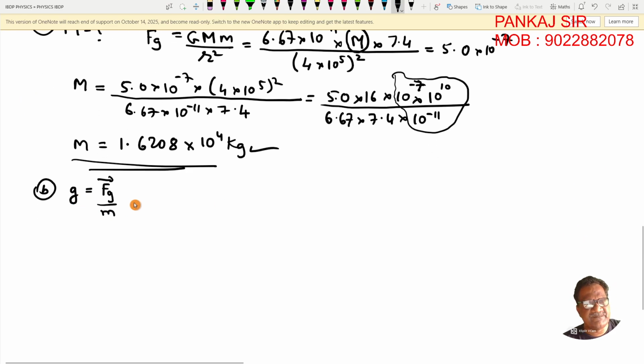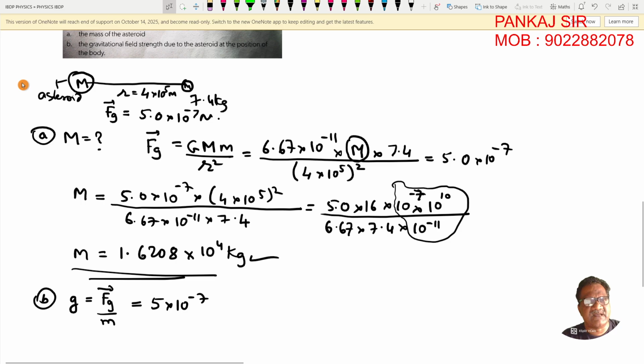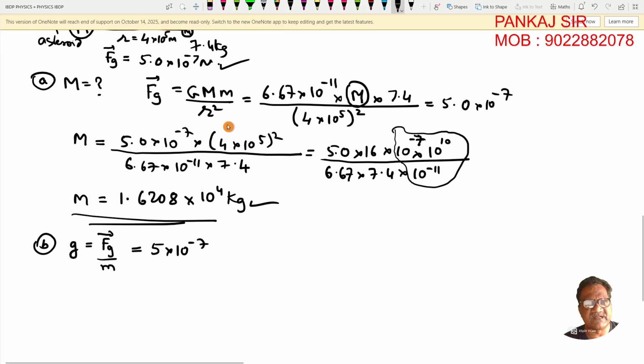So g being that, now what is Fg? Fg is given to you as 5 into 10 raised to minus 7 Newton. Let's check it. Yes, it is given here. The force of attraction between the asteroid and the body is 5 into 10 raised to minus 7 Newton, divided by the mass of the small body. Mass of the small body, small m, is 7.4 kg. This is in Newton, this is in kg, right?